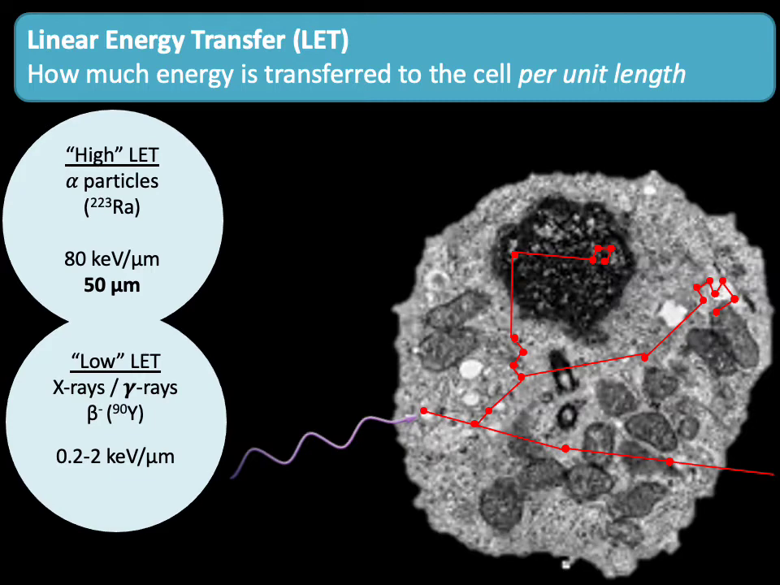In comparison, low LET radiation has a much larger range, about 500 microns or half a millimeter. Beta particles can have an even larger range of up to 12 millimeters. The LET and range, which describe how energy is deposited in tissue, help us determine what biological damage will occur from different types of radiation. We'll discuss this more in just a moment.